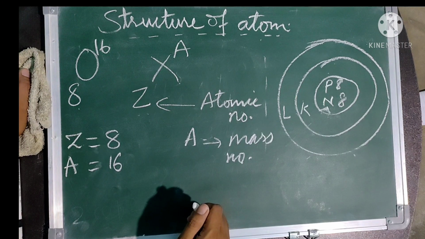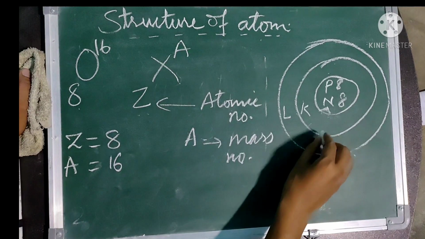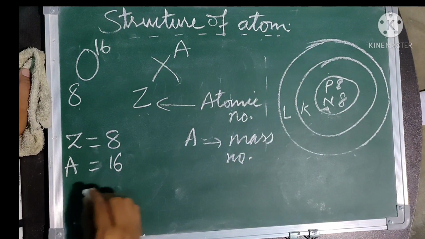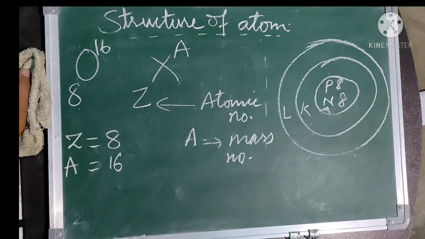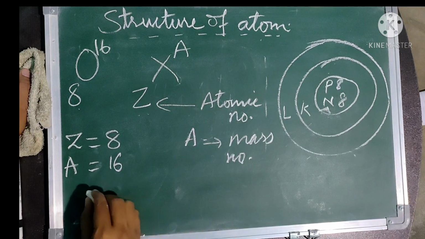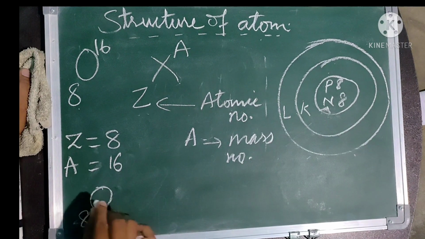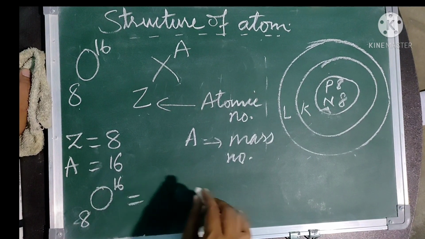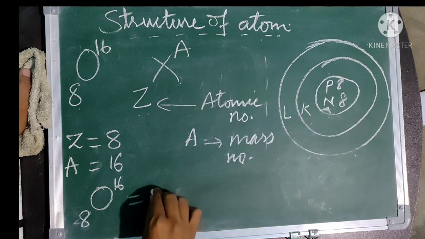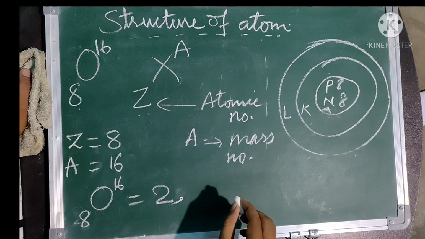So from this we can calculate now number of electrons in the first shell of oxygen atom. We know that the maximum capacity of the first shell is 2 into 1 square, that is 2 electrons. So the number of electrons present in the first shell of oxygen atom is 2, and the number of electrons present in the second shell.